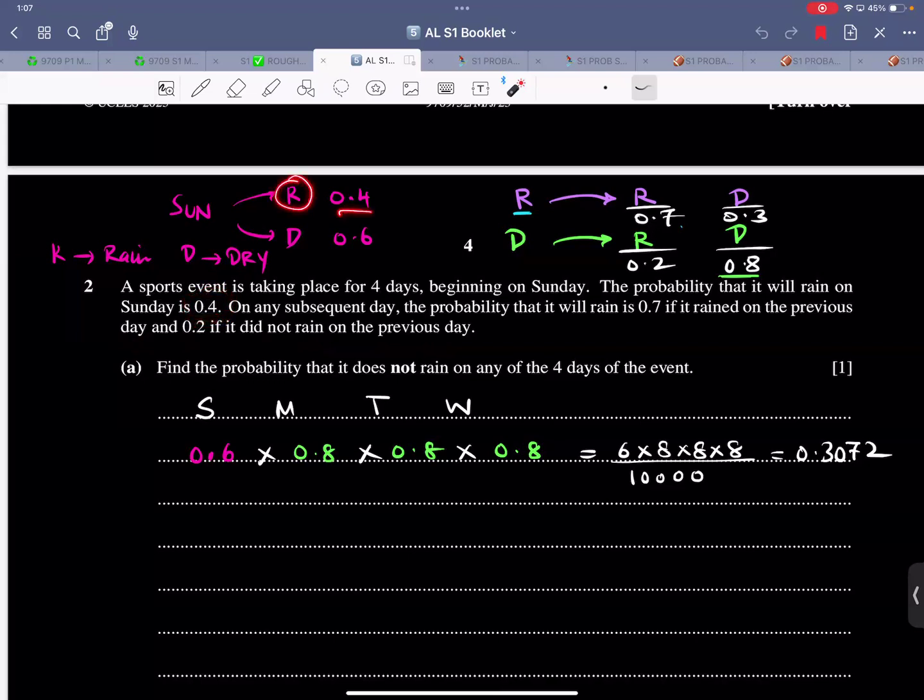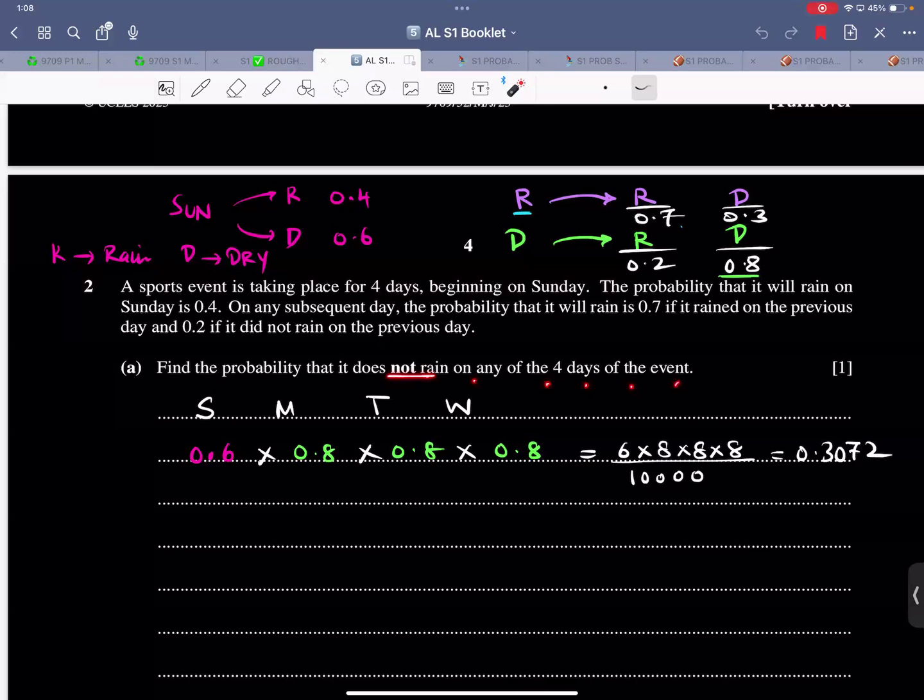So now we are starting with the information given: the probability that it will rain on Sunday is 0.4. So Sunday rain 0.4, Sunday dry 0.6. R for rain, D for dry. And then the next day, the probability it will rain is 0.7 if it rained on the previous day. So rain after rain is 0.7 and rain after dry is 0.2. So this is very similar to the question that was given with the tree diagram, the April 1st or the 2nd, something like that.